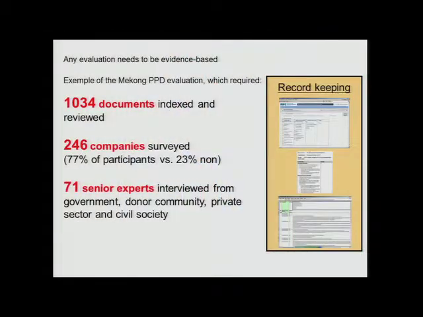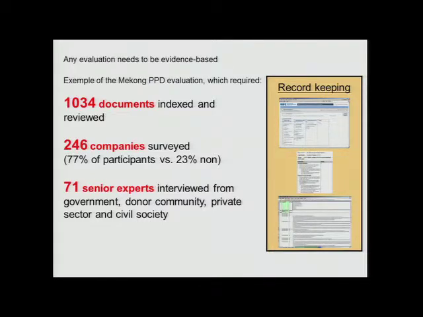You know, we've done some impact evaluation. For instance, I was talking to you about the Mekong PPD evaluation. We did a number of impact evaluations over time, about 5 different ones, looking at roughly 35 or 40 different partnerships over the years. On this one particularly, there were more than 1,000 documents that were cataloged, indexed, and reviewed, 246 companies surveyed, some participating in the PPD, some not. A lot of senior experts interviewed, a lot of database management to keep the record and to analyze those. So an impact evaluation is something that's quite serious.